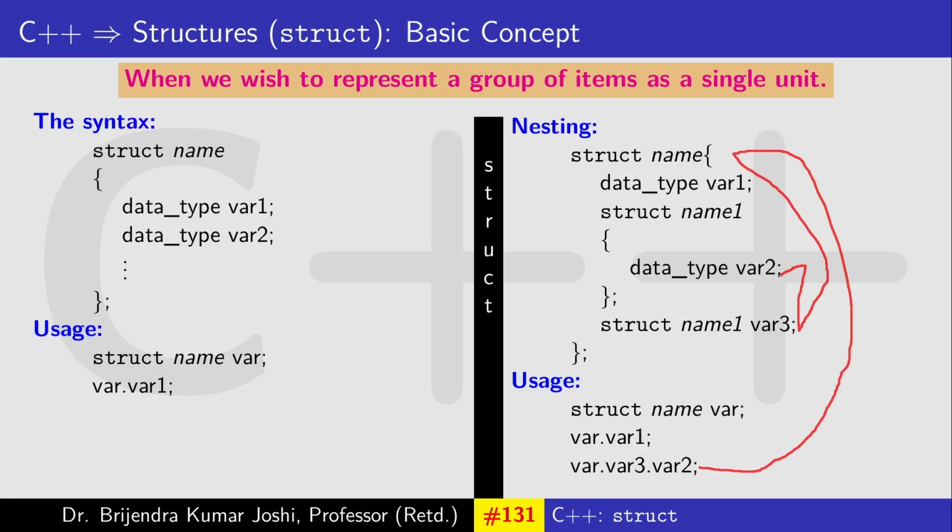So var dot, which structure? The var3 variable. And inside this variable, which variable? var2. So keep on declaring the structures, whether they are nested or not nested, and by making use of the dot operator we can access any member of the structure.